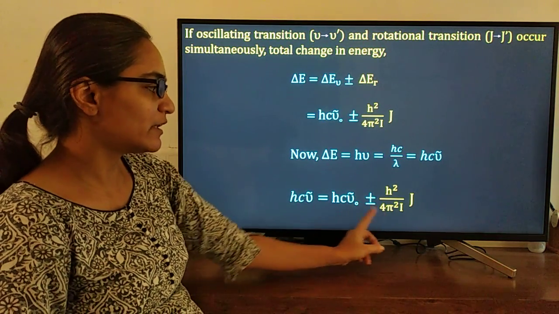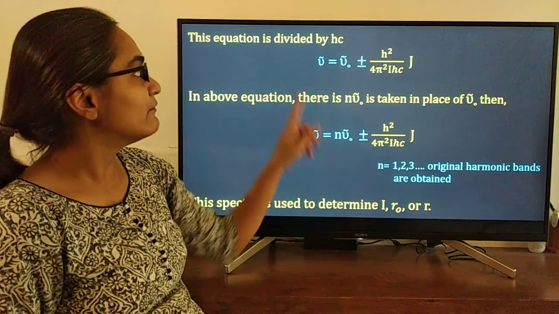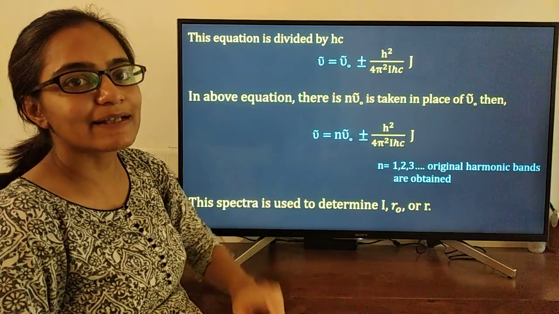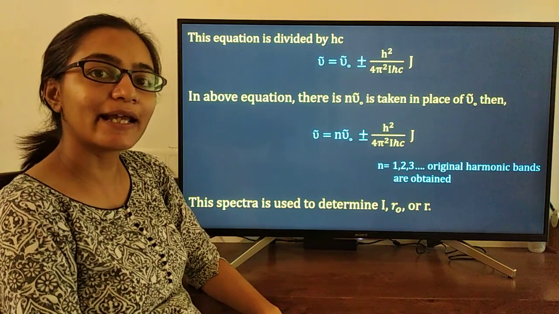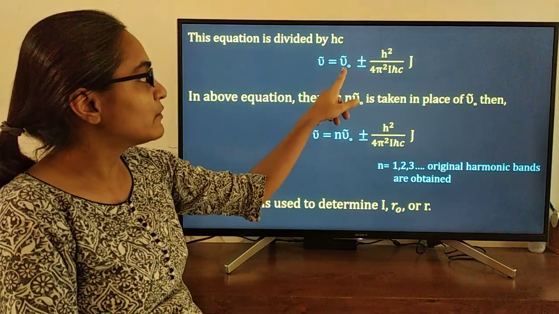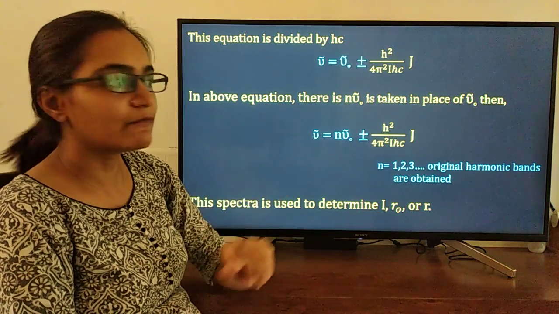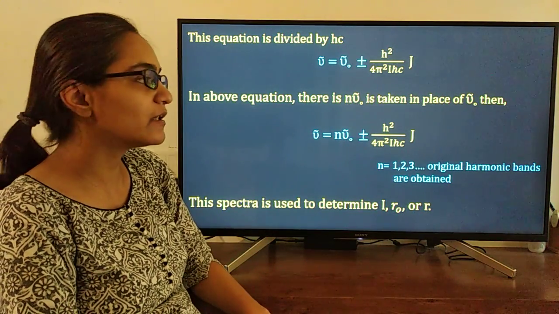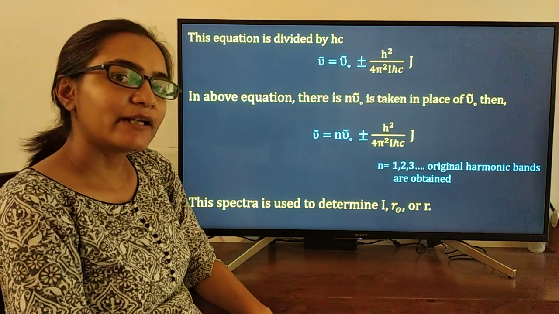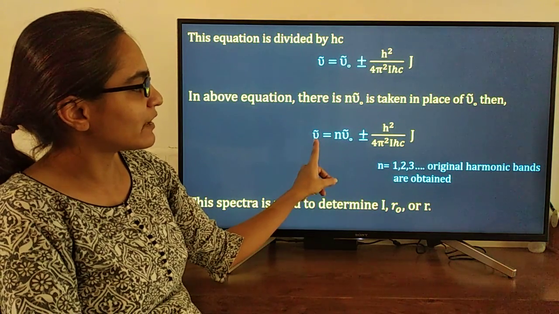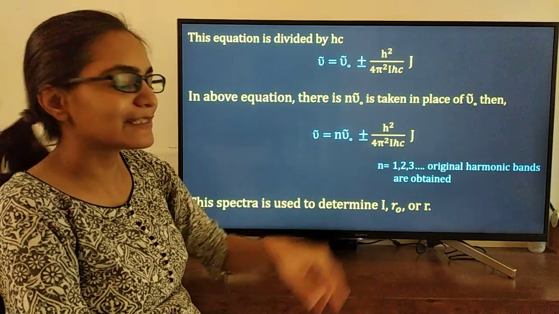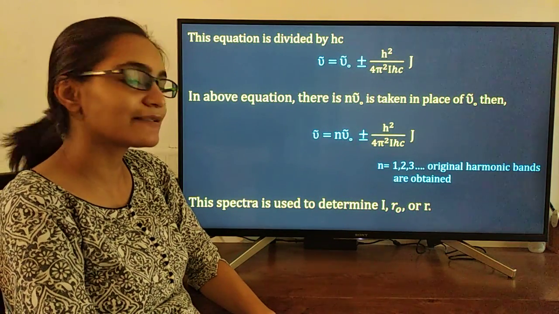Now dividing the whole equation by hc, we get nu bar is equal to nu bar 0 plus or minus h upon 4 pi square I c into J. In the above equation, if we take n nu 0 in place of nu 0, where n indicates the original harmonic bands, which start from 1, 2, 3 and so on, we get the following equation, where nu bar is equal to n nu 0 bar plus or minus h upon 4 pi square I c into J.